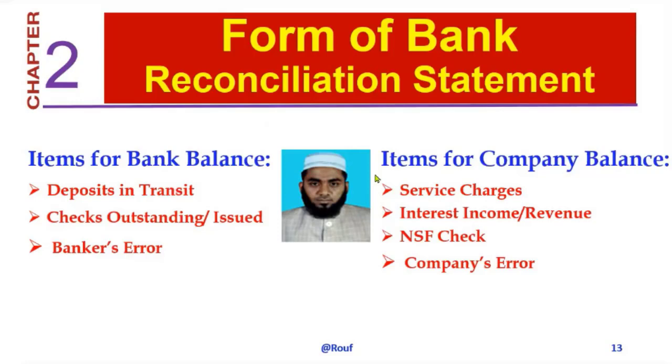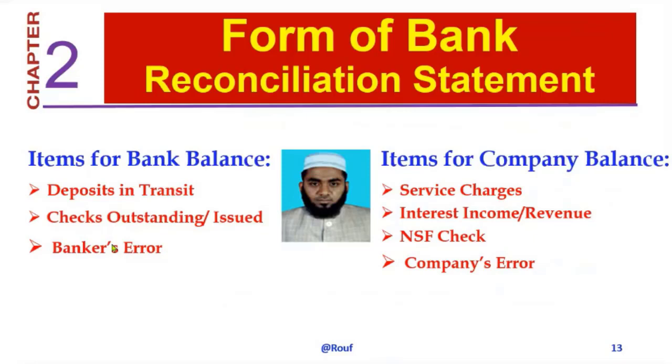Now question, what are the items included to prepare the adjusted cash balance of bank statement and company statement? Generally, three items are included for preparing adjusted cash balance of bank statement. Number one, deposit in transit, check outstanding or check issued, banker's error.